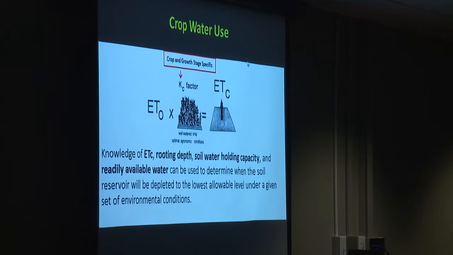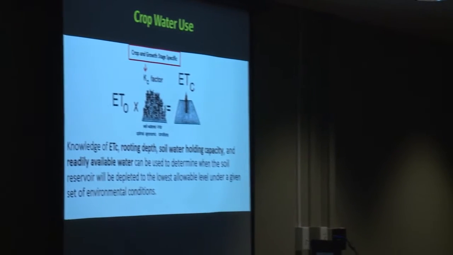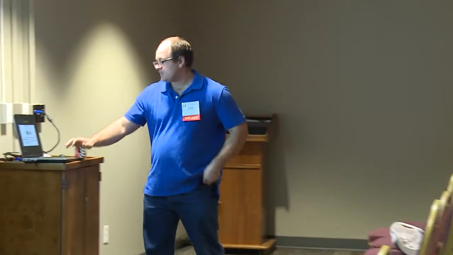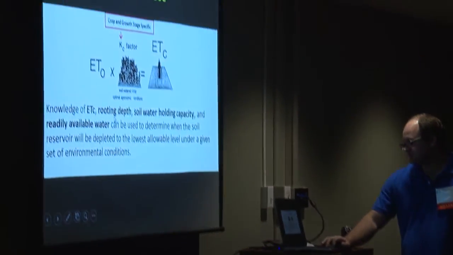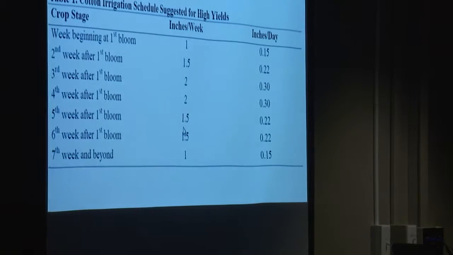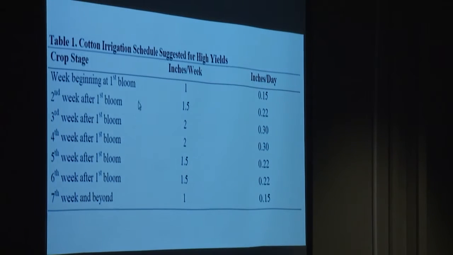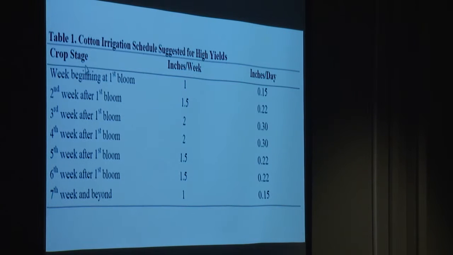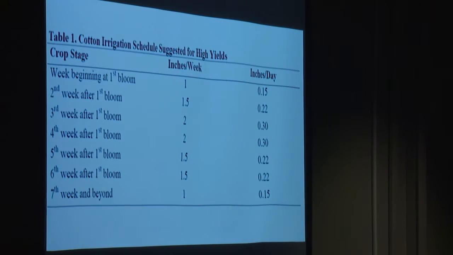Now, that tells us about water use. The other side of this is that we have to know how much water is available in that soil profile before it's depleted, and then we have to replenish that. So we have to know something about the effective rooting depth, which in most situations is estimated, soil water holding capacity, and that sort of thing. There are other ways to estimate crop water use. There are these checkbook methods where we just say, okay, during this particular week of development, cotton needs this much water.